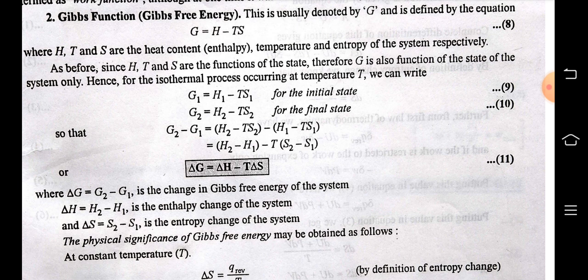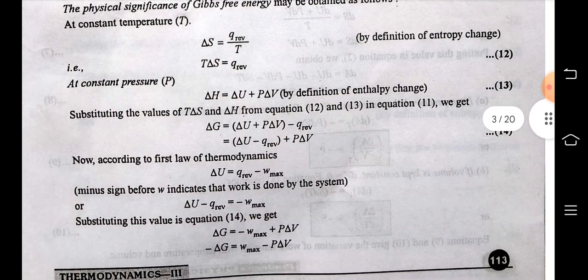G2 - G1 = (H2 - TS2) - (H1 - TS1). ΔG = ΔH - TΔS, equation 11, where ΔG = G2 - G1 is the change in Gibbs free energy of the system, ΔH = H2 - H1 is the enthalpy change of the system, and ΔS = S2 - S1 is the entropy change of the system. The physical significance of Gibbs free energy may be obtained as follows.